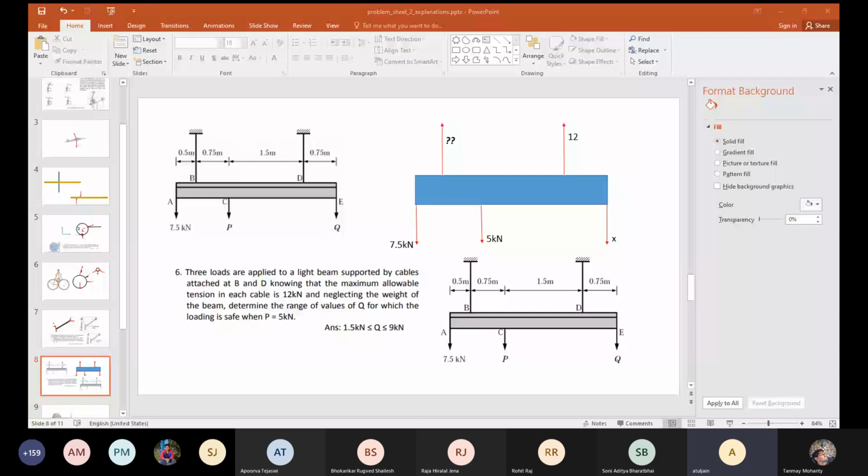For that, try to use the approach which Tanmay has used. Try to find Q in terms of TB and TD and then apply inequality equations. Try to solve it like that. Yes, sir.